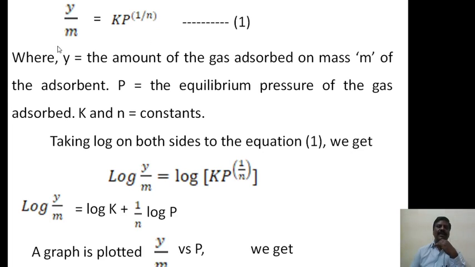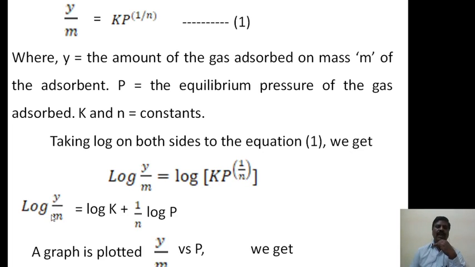So directly, y/m = k p^(1/n), where y is the amount of gas adsorbed on mass m of the adsorbent, p is the equilibrium pressure of the gas adsorbed, and k and n are constants. Taking the logarithm on both sides of equation number 1, we get log(y/m) = log(k p^(1/n)).